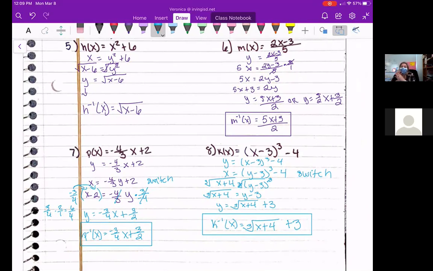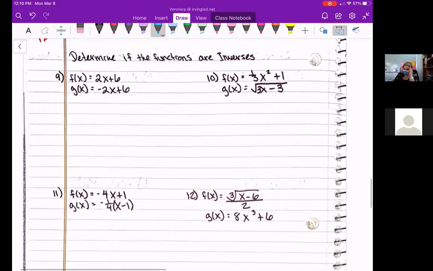Okay, so this part of the notes is where I'm giving you a function and I told you to go find the inverse of it. The next part is I'm going to give you two functions already, and then you have to tell me if they're inverses of each other. Okay? All right. So now, number 9, determine if the functions are inverses.